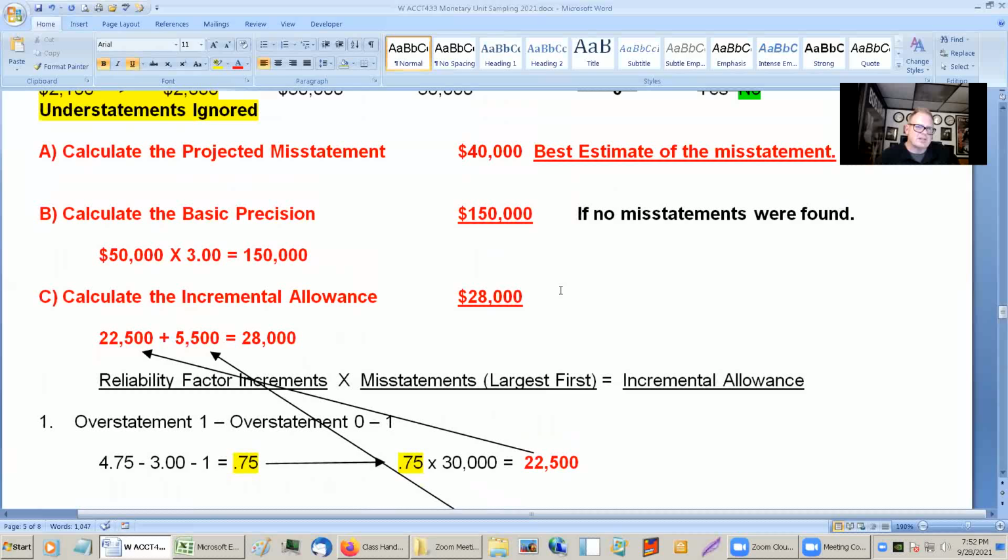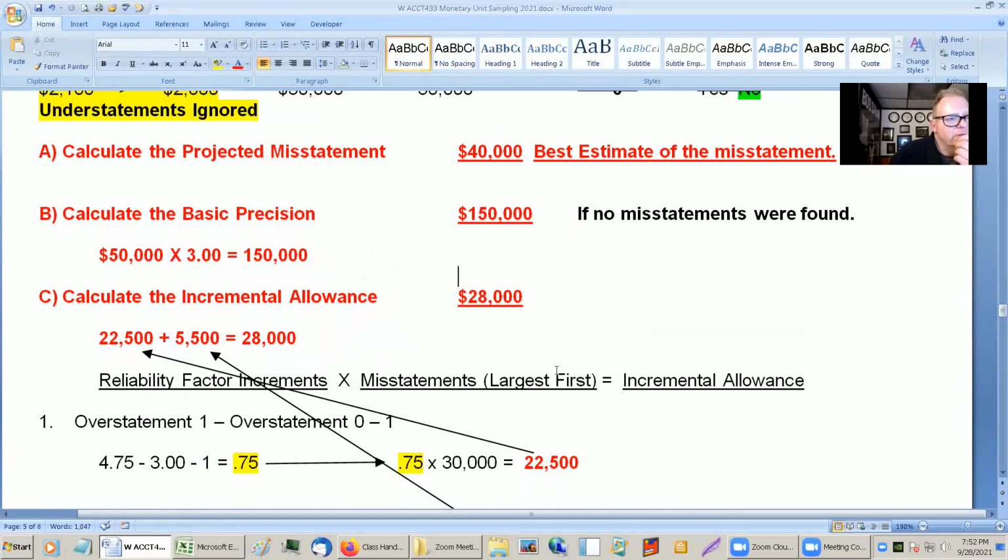So the incremental allowance, it's a wacky one. But it has to do with the errors, if there are errors, and the size of the errors are also important. A little error, little problem. Big error, big problem.